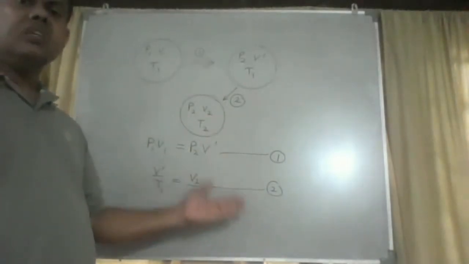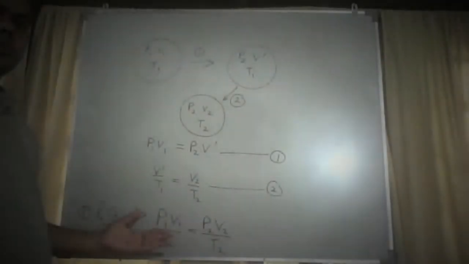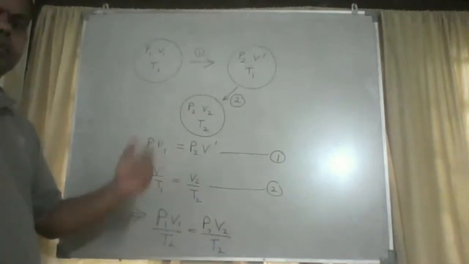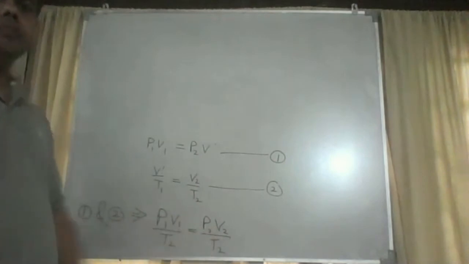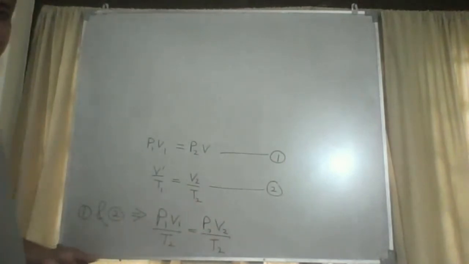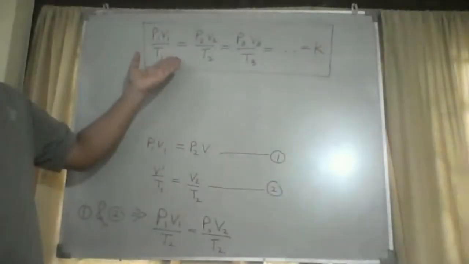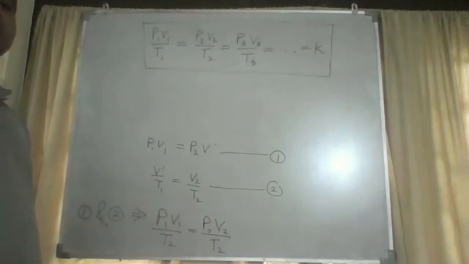Now combining equations 1 and 2, we end up with this relationship. We can extend this relationship as this, and this is called the combined gas equation.